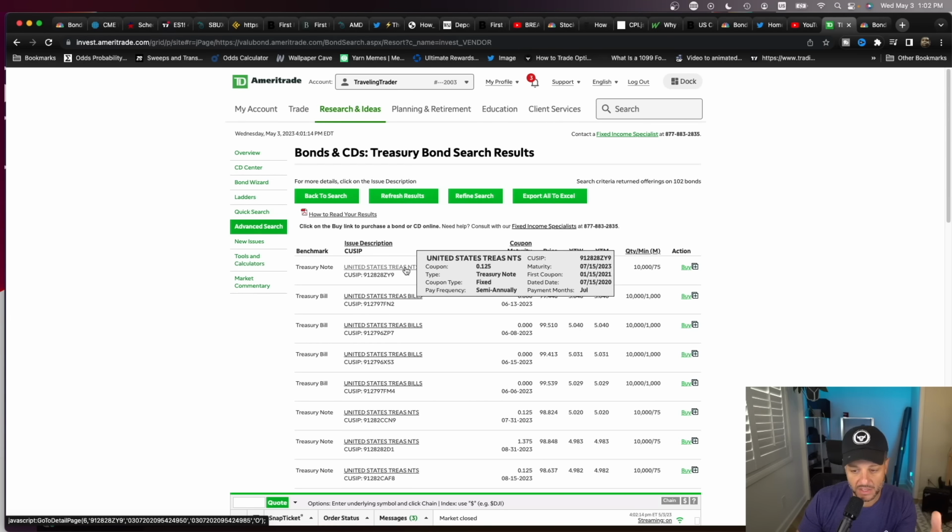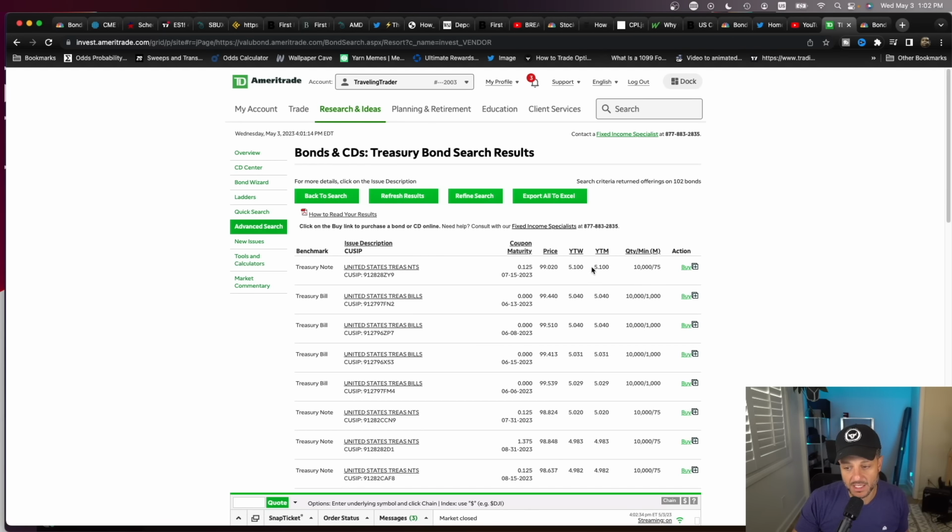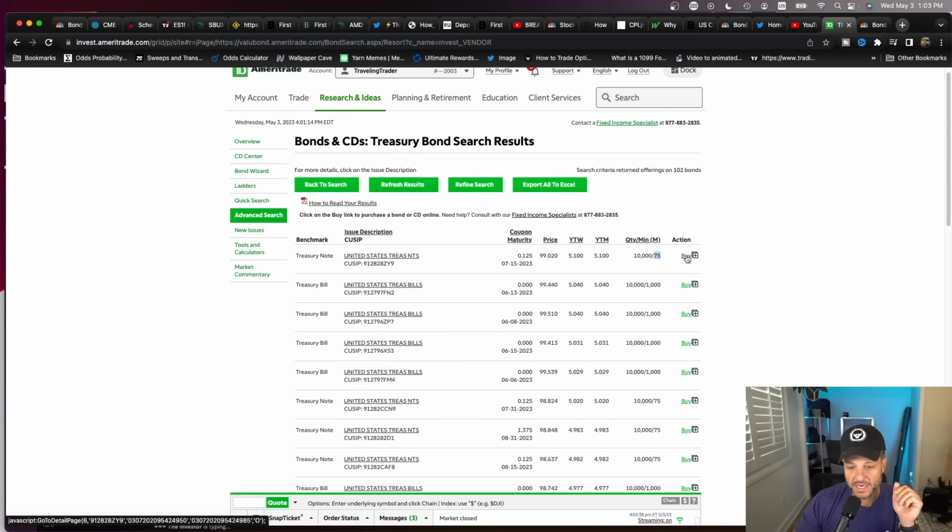Now, there are some penalties depending on the brokerage that you use, the time that you've held the treasury, and also it's subject to price changes, right? As interest rates go up, all treasuries go down in price. But I can buy this treasury and it matures on July 15, 2023, which is 2 months from today, and I can get this 5.1 yield to maturity. The minimum is $75,000. So let me go ahead and click buy.